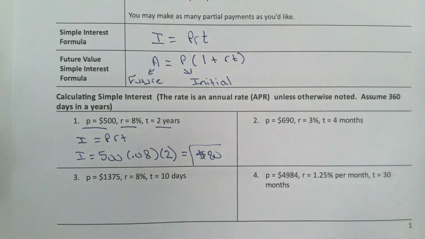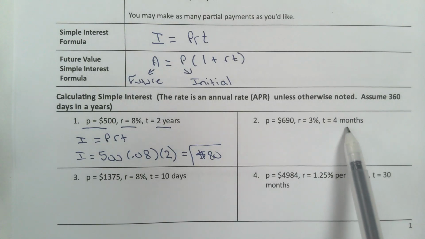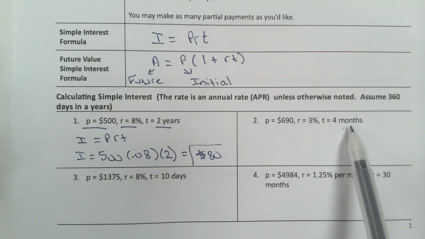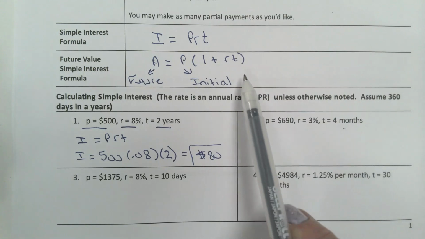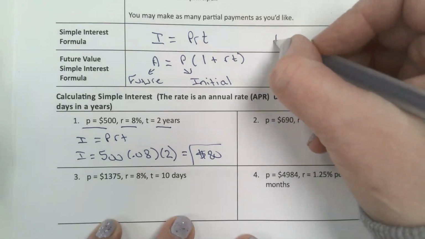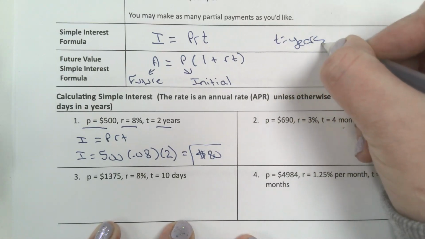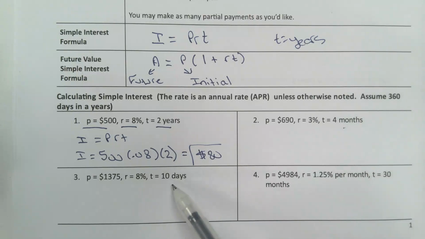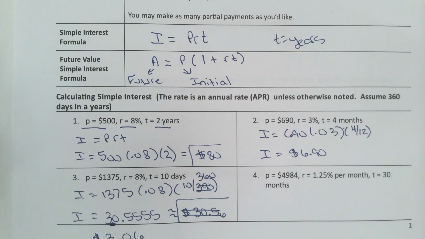The others are a little bit more challenging because we have this one where the time is in months. Here, that T, the time, is always in years. So if it gives it to you in any form other than years, you're going to have to write it as a fraction to show a portion of a year. I'm going to hit the pause button while they work on these.